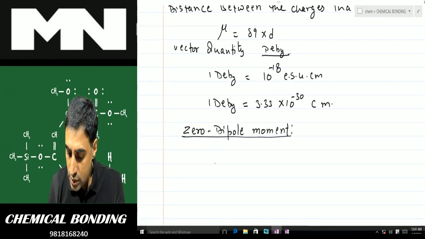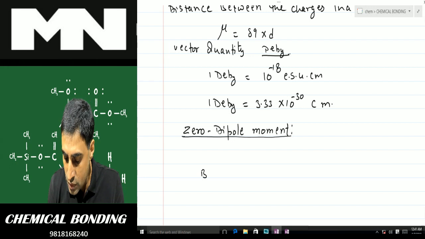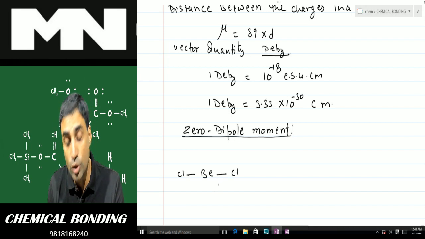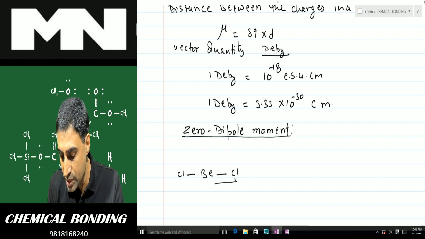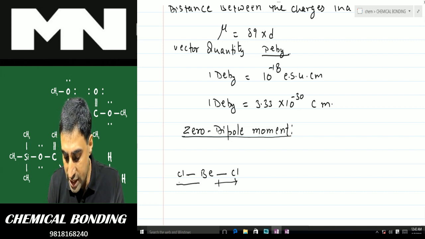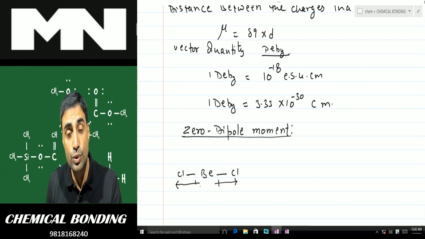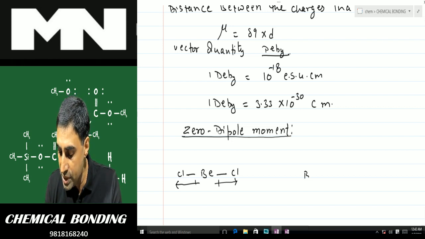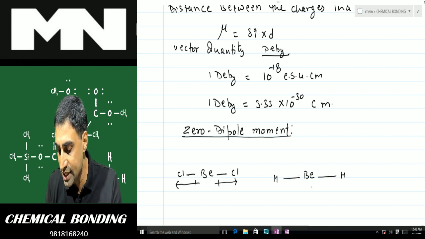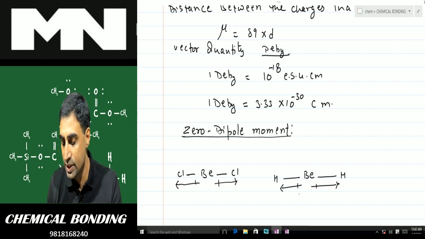Here I'll show you compounds like BeCl2. Chlorine is more electronegative, so chlorine will acquire a negative charge. So on the beryllium chlorine bond, the dipole will be like this. On this bond, the dipole will be like this. Both these dipoles will cancel out each other. That's why BeCl2 will have zero dipole moment. Likewise, if I talk about BeH2, the same goes with BeH2. You'll have a dipole moment like this. On this bond, a dipole moment like this, zero dipole moment.